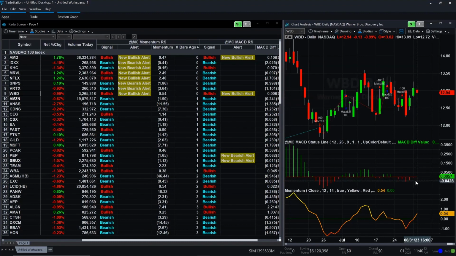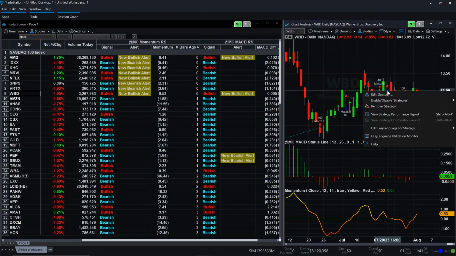So if I were new to TradeStation, I would say my strategy is not working and maybe look at something different. If you want to know what additional detail the strategy is looking for, we have to go into the EasyLanguage. I'm going to right click on one of the arrows, and the same way that we did on the indicator, I can go to edit EasyLanguage for strategies, and I'm going to look at the long entry.